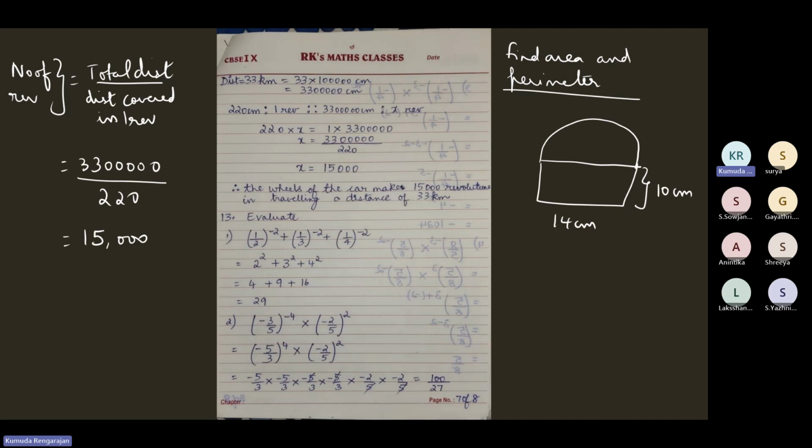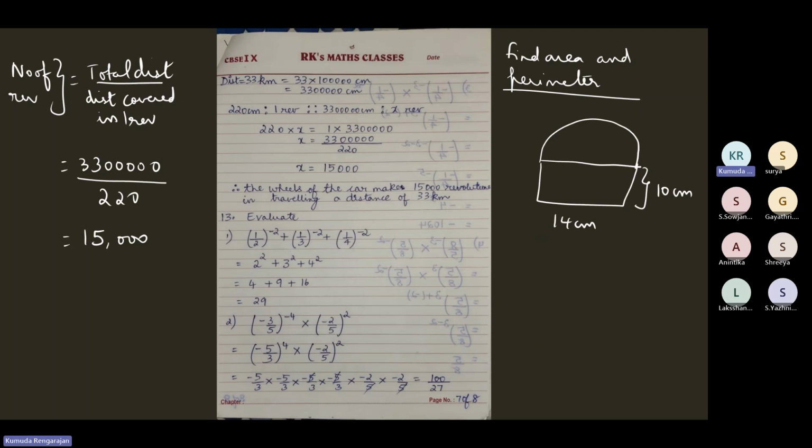So what's the diameter of the semicircle? How much is the diameter of the semicircle? 14 centimeters. Then what is the radius? 7 centimeters. Very good. What's the formula to find the area of a circle? Pi r square. Then how do you find the area of a semicircle? Pi r square by 2. Yeah, half into pi r square.